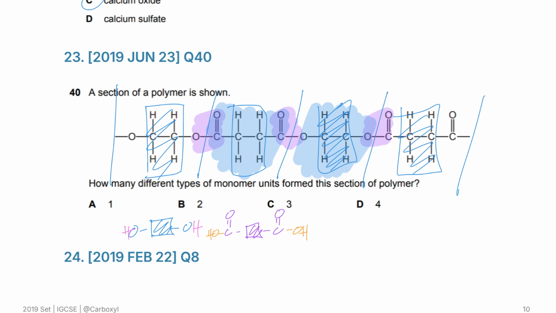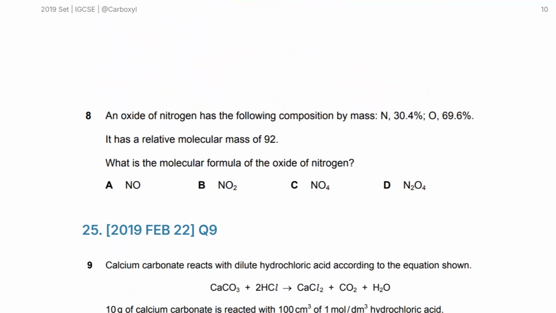So if you check out how many different types of monomers there are, there are only two types, because this monomer is being repeated here and this monomer is being repeated here. So only two types of monomers. B is the correct option.